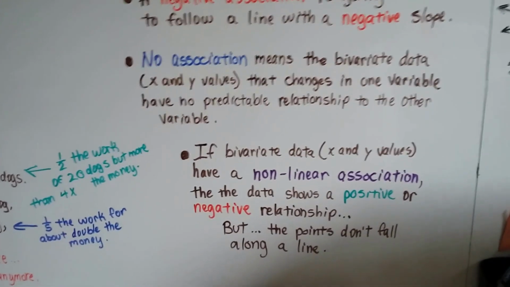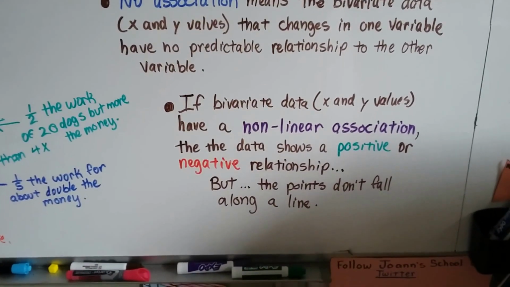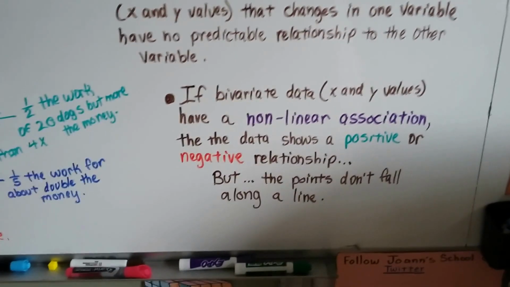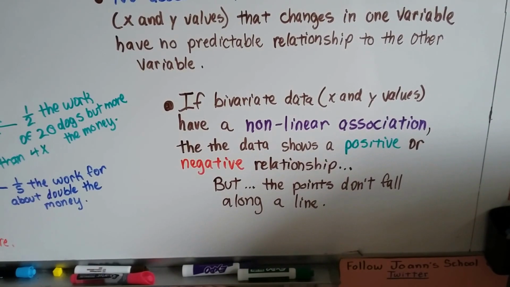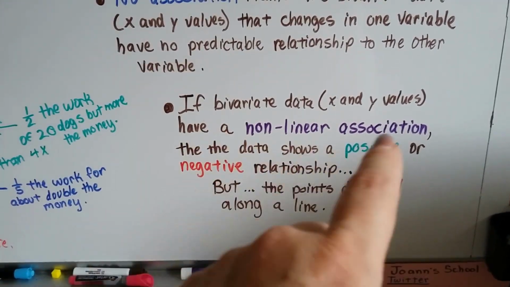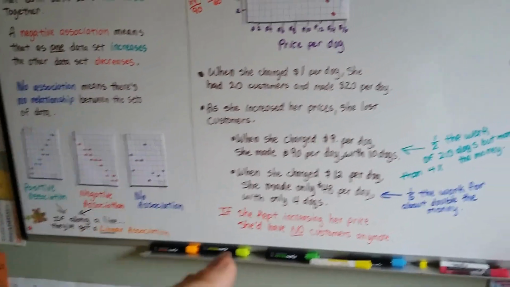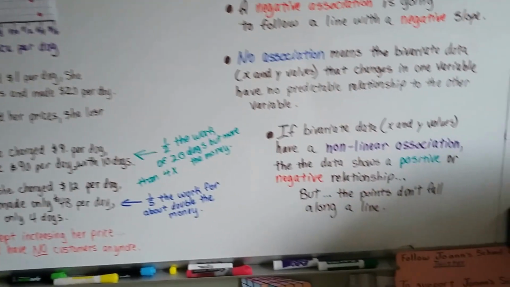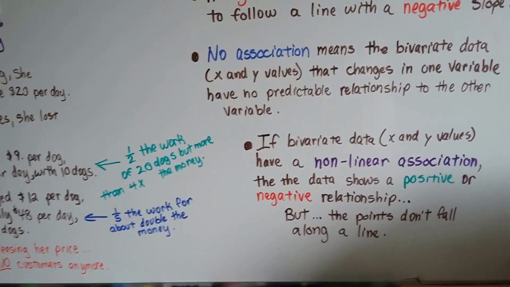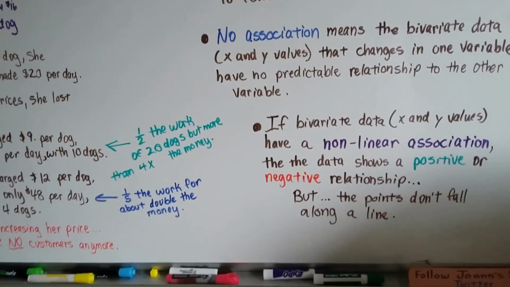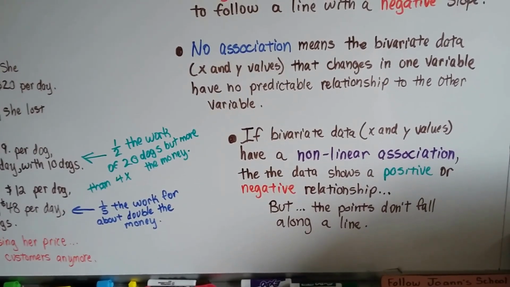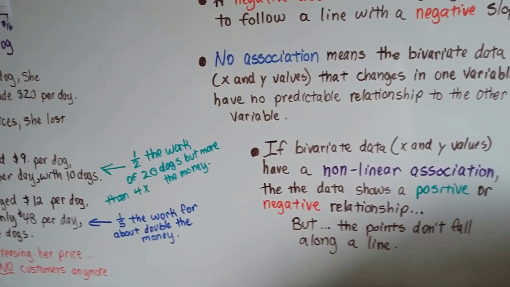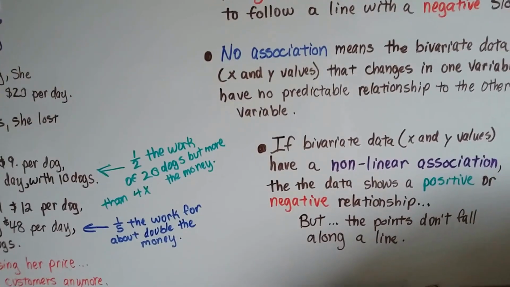If bivariate data, the x and y values, have a non-linear association, then the data shows a positive or negative relationship. But the points don't fall along a line because it's non-linear. The only way for it to be linear is if it falls along a line. So you can have non-linear association and it won't be along a line. And it could be a positive or negative relationship, okay? So it doesn't have to absolutely be one or absolutely be the other. We can mix and match these, okay?